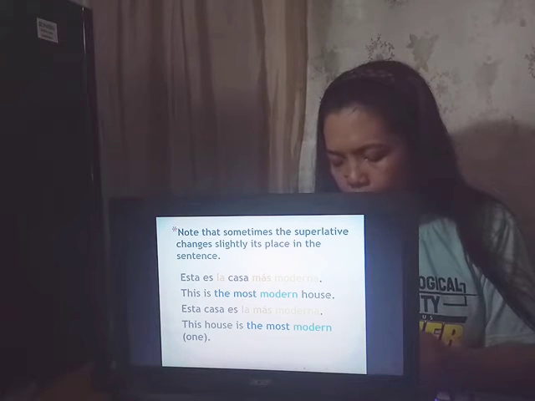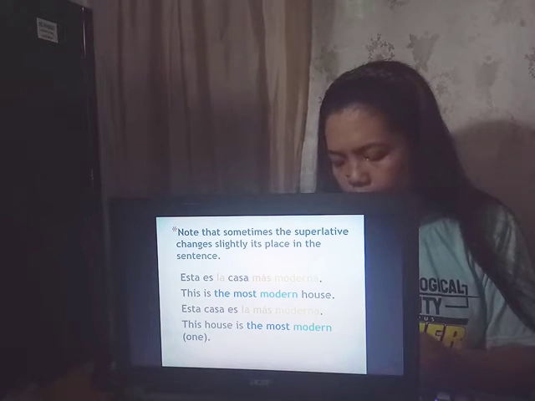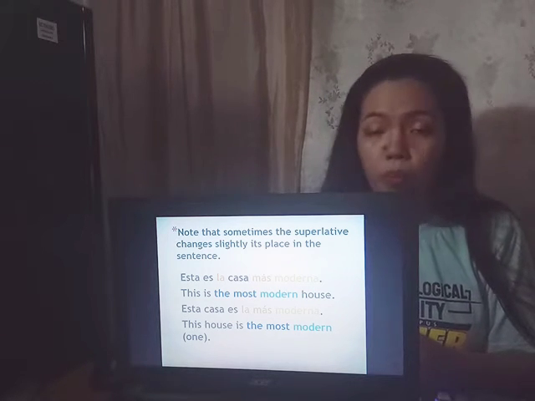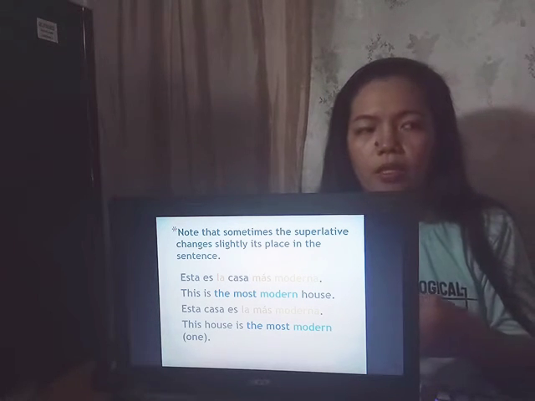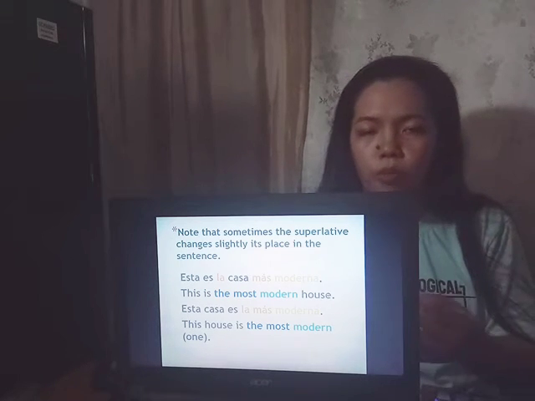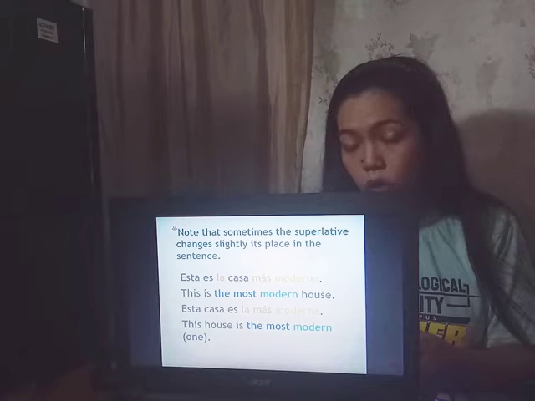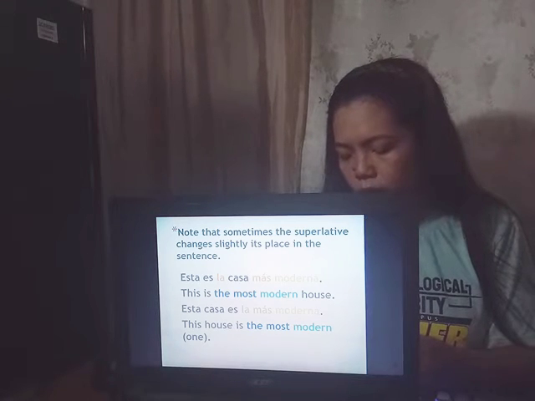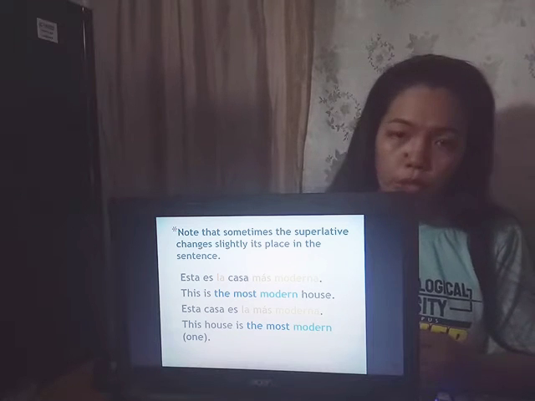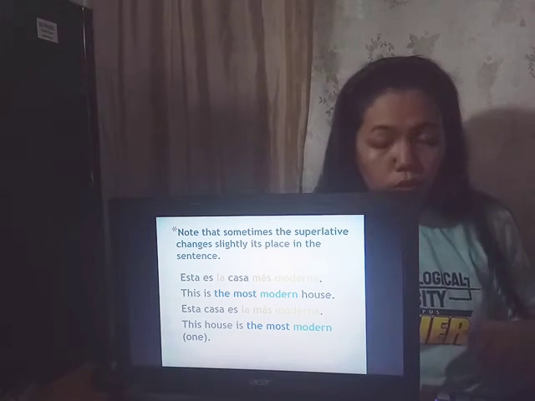Next is esta casa es la más moderna, it means this house is the most modern. So "one" there is optional. You can put "one" or no need to put one. Again, you can either say this house is the most modern one, or this house is the most modern. So those are examples.